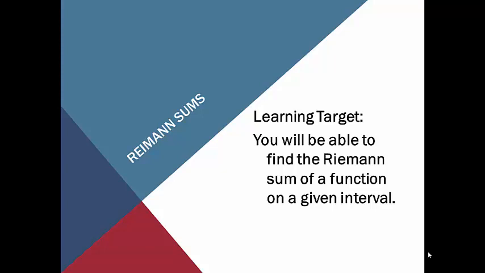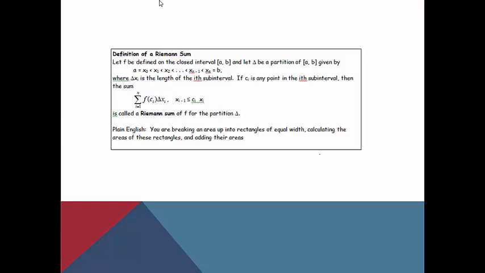What we are going to be learning are some different processes that we can use to find the area anyway. The first process that we're going to look at is called Riemann sums. At the end of this lesson, you'll be able to find the Riemann sum of a function on a given interval.